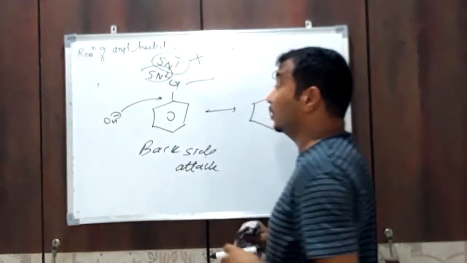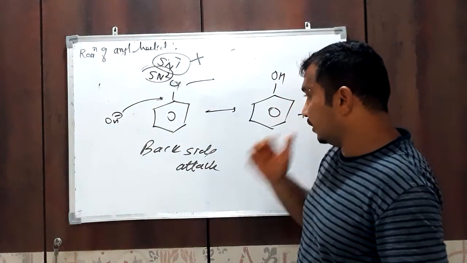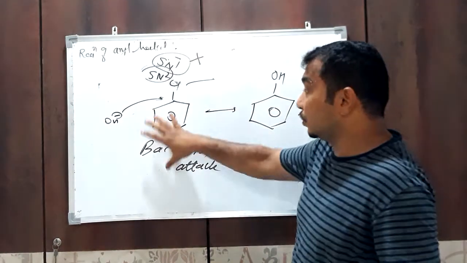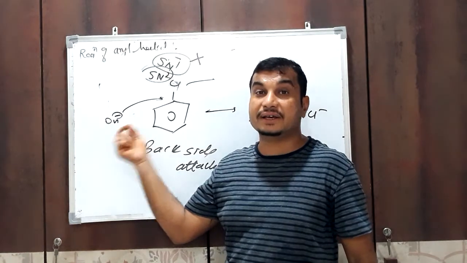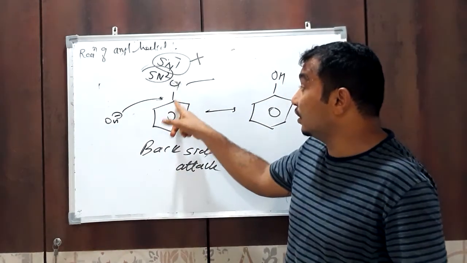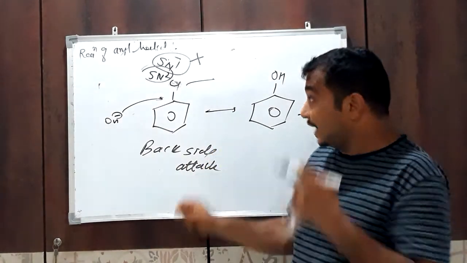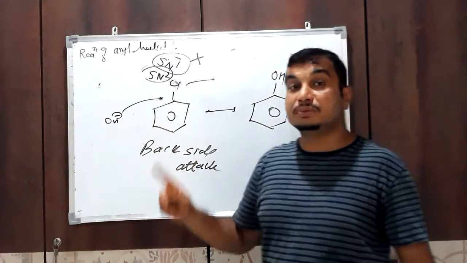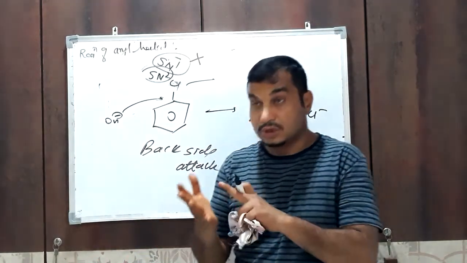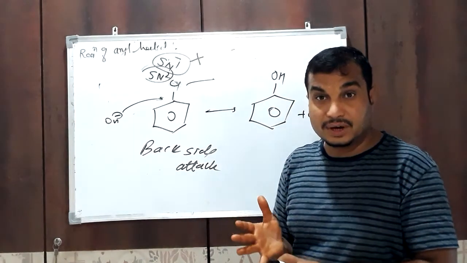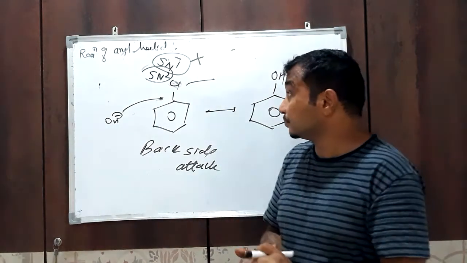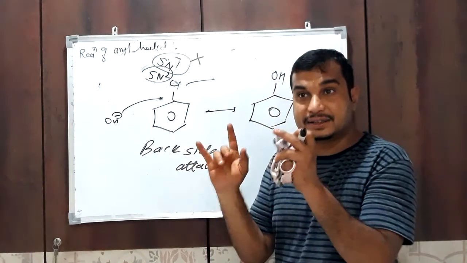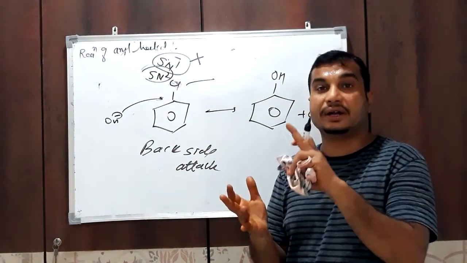That is also not possible, because on this side a big phenyl group is there. Therefore, due to steric hindrance, this OH minus ion will not easily attack the carbon to which chlorine is attached. So that's why backside attack is not possible. It means there is also no possibility of SN2 reaction. So aryl halide undergoes neither SN1 nor SN2 reaction. Alkyl halides easily undergo nucleophilic substitution, and these compounds follow either SN1 or SN2 reaction.